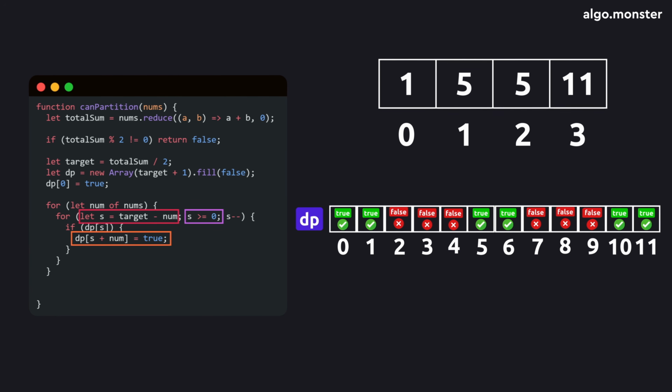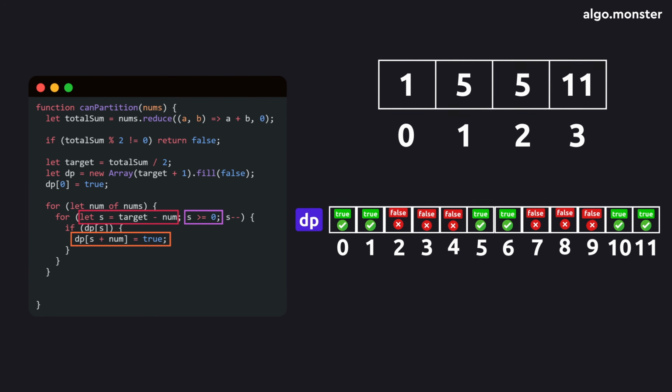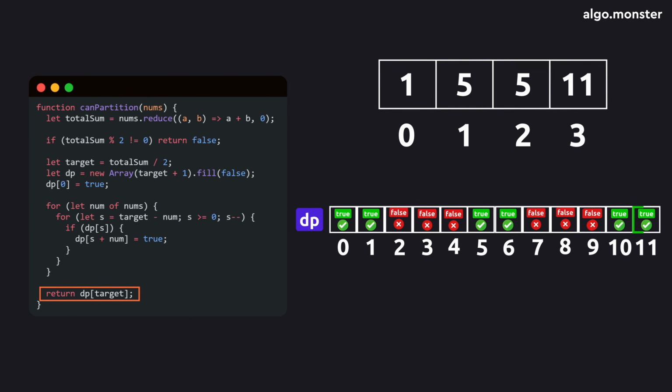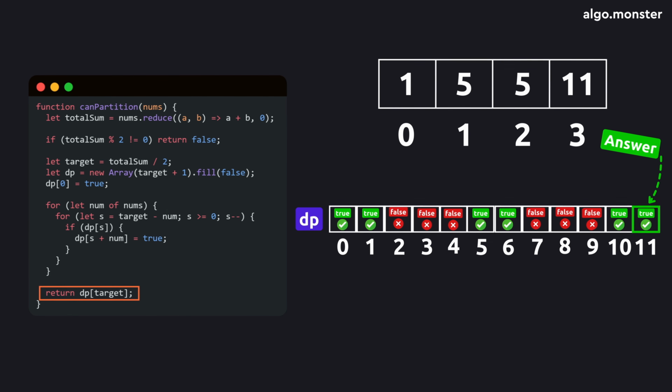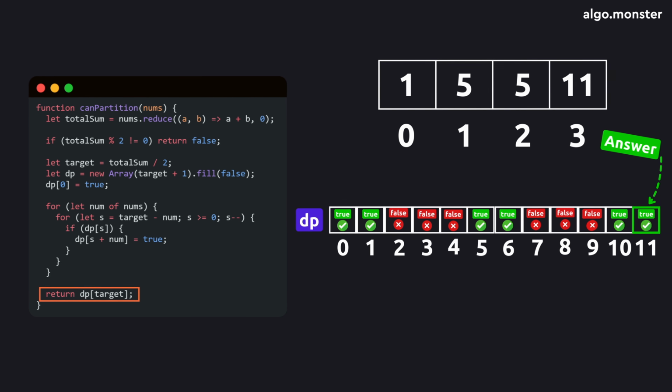The last index minus num should reach 0. This way, we cover all valid sums up to the target. In the end, we return the value of the last cell in the sums array. If it's true, the array can be split into 2 equal parts. That's exactly the answer we need.